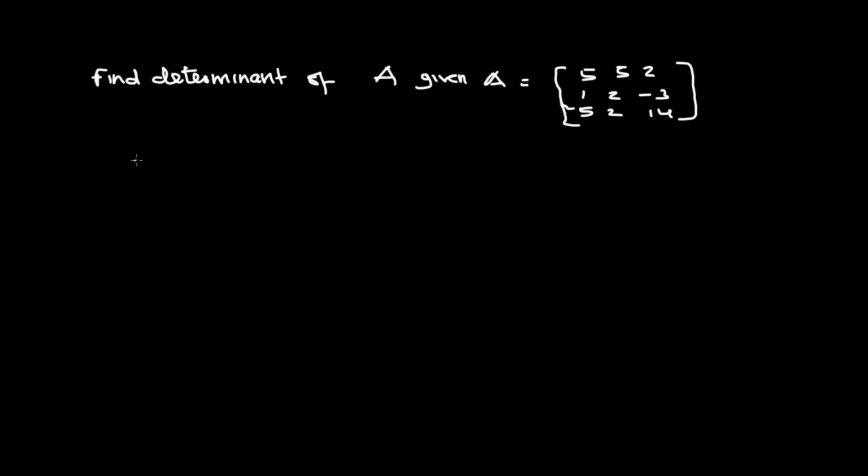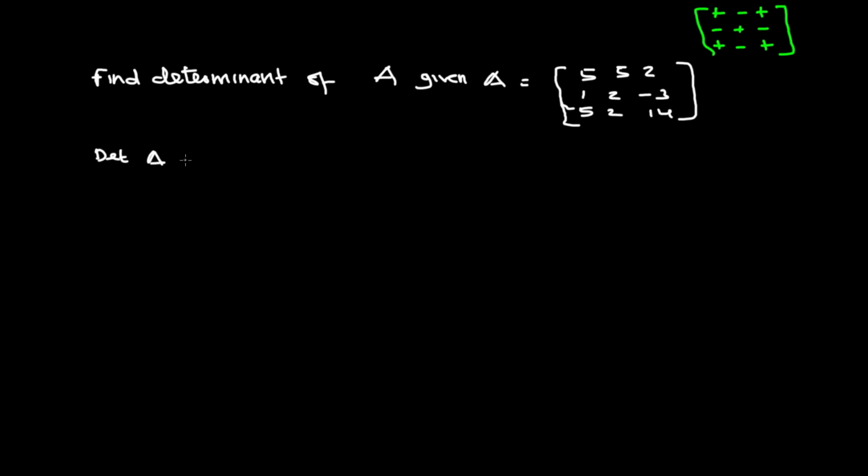Okay, so we've been given the matrix A, which is 5, 5, 2, 1, 2, minus 3, then 5, 2, 14, and they've asked us to find the determinant. So we'll say determinant of A. Now on the side, we always need to have our signs. Our signs are plus, minus, plus, then minus, plus, minus, and then plus, minus, plus. So this is something that has to be mastered. You always write it down somewhere near your work so you can pick those up.